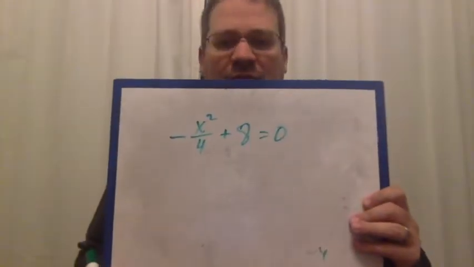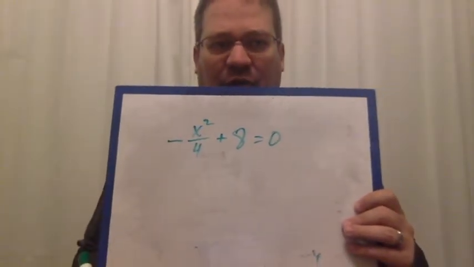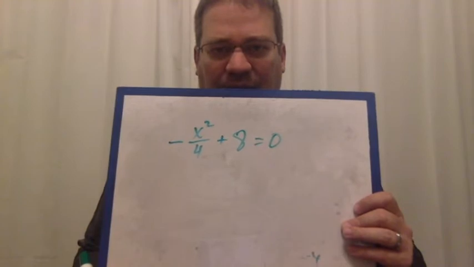What happens if I have one like number 4? I'll do negative x squared over 4 plus 8 equals 0. So negative x squared over 4 plus 8 equals 0.